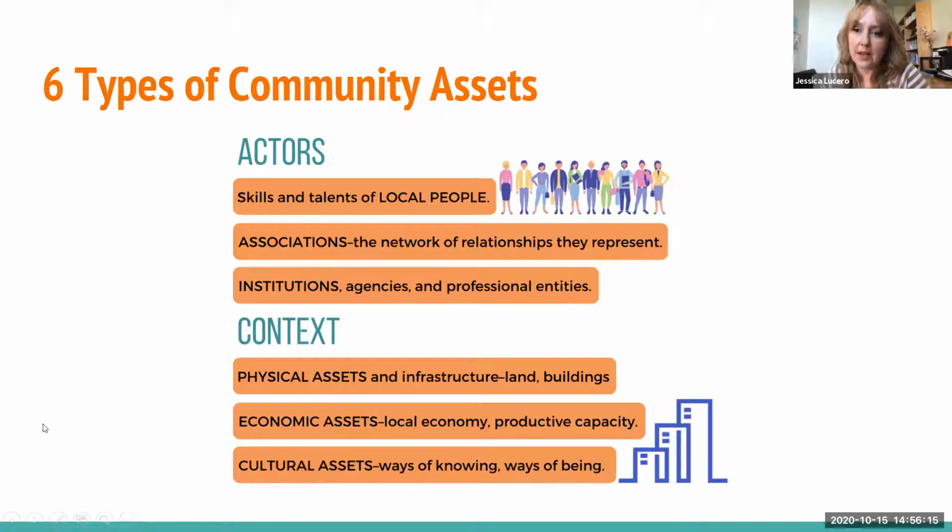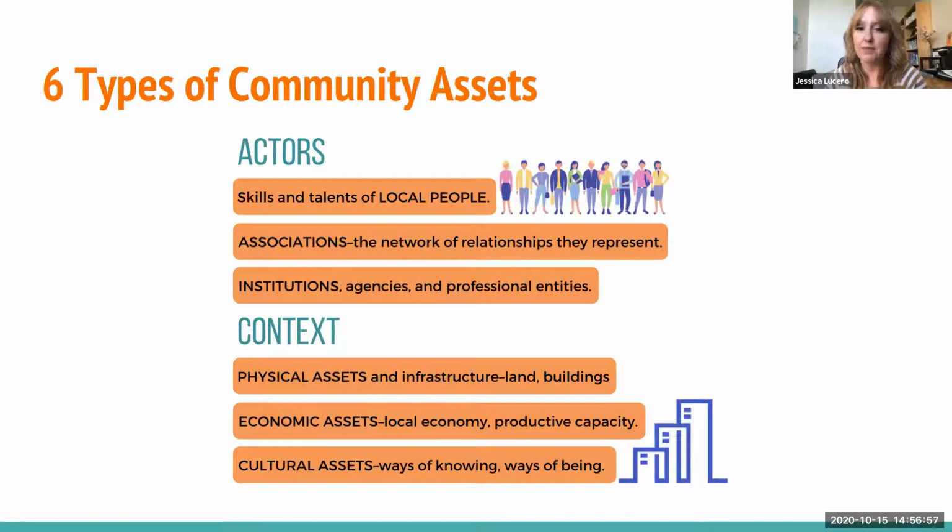Okay, so according to Kretzmann and McKnight, there are two sort of areas of assets that exist in our communities, and one is under the umbrella of actors and the other is under the umbrella of context. So when we're talking about actors, we're talking about the local people, the skills and talents of the local people who reside in the community that you're working in. And in the area of homelessness, right, those people can wear any number of hats. But of course, it would be important to highlight the lived experience of folks who have been homeless themselves.